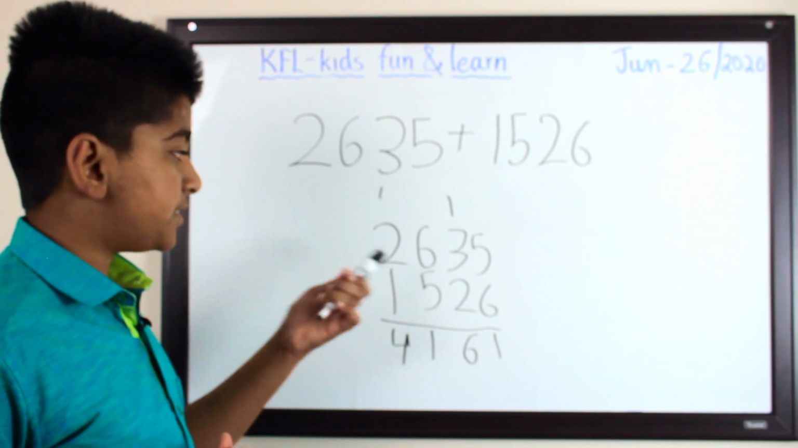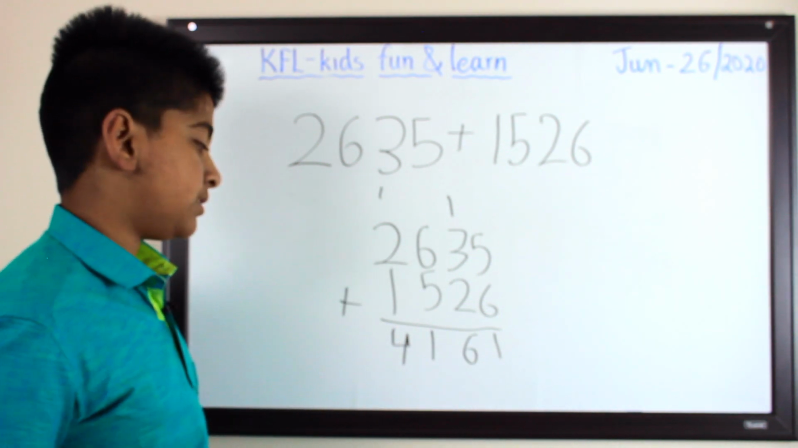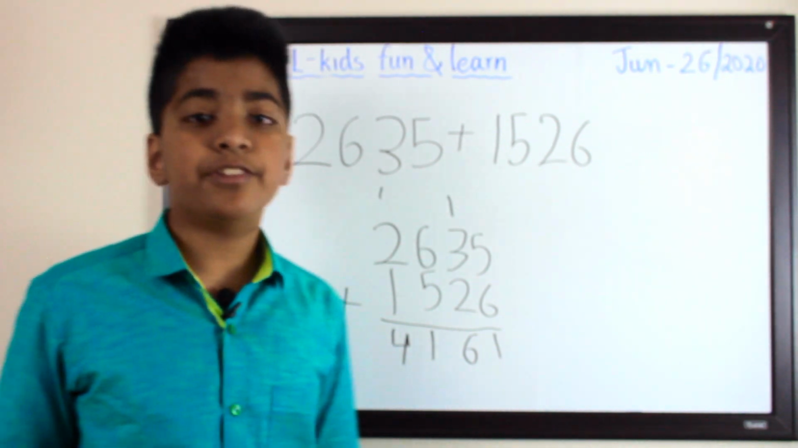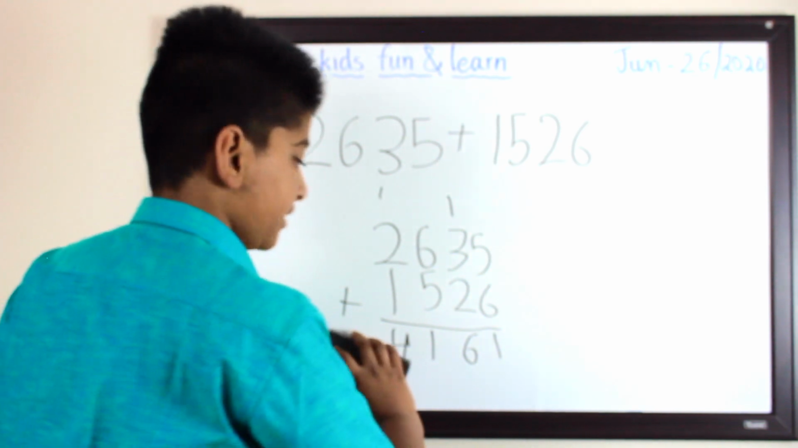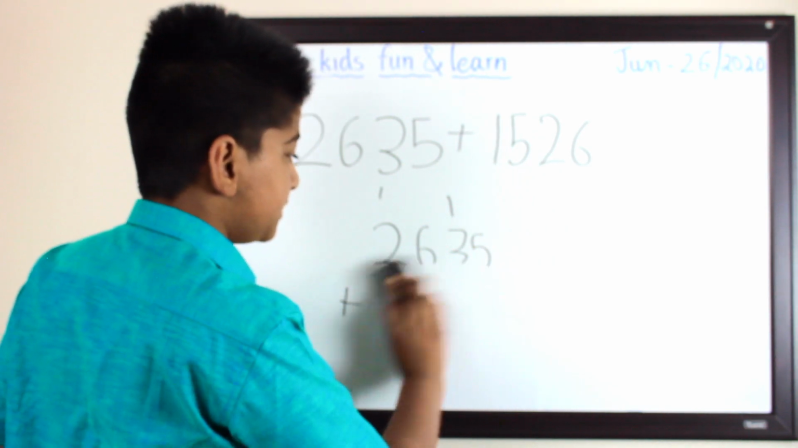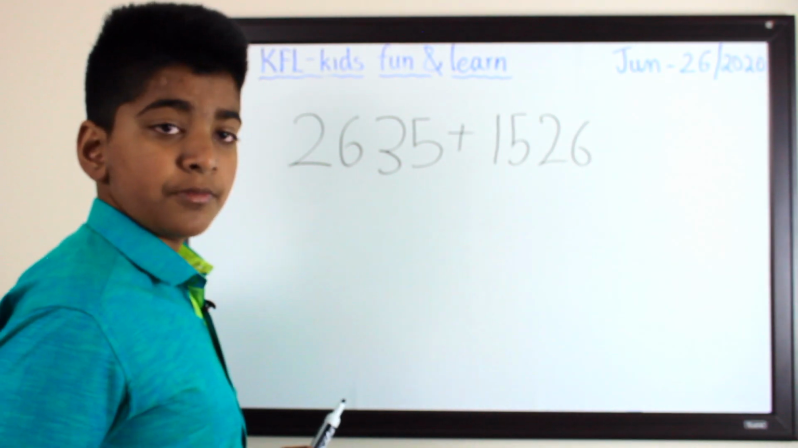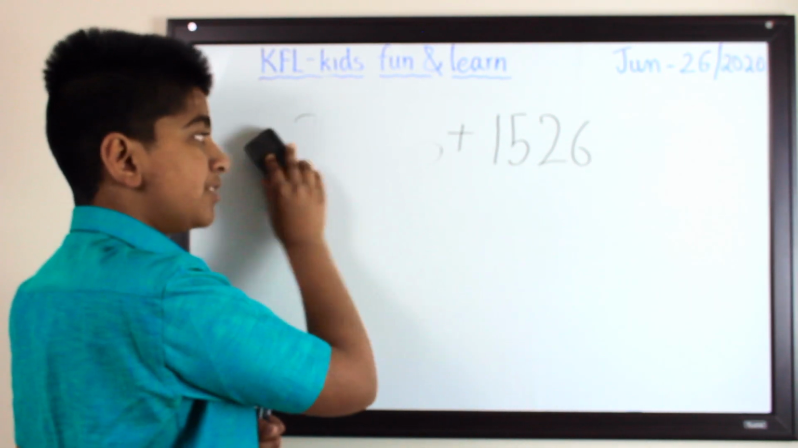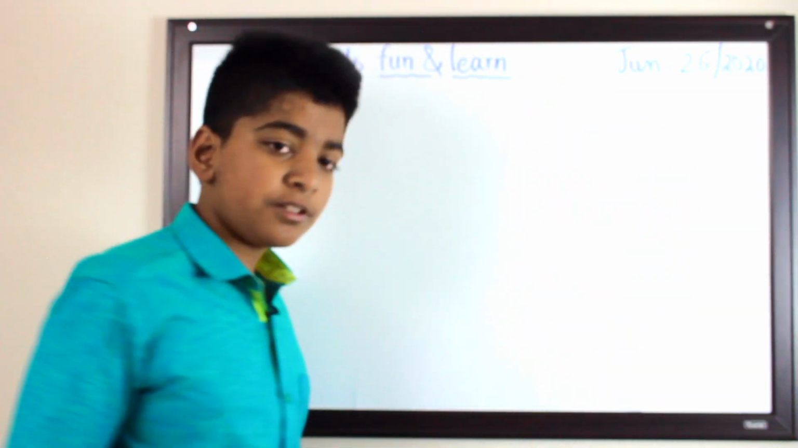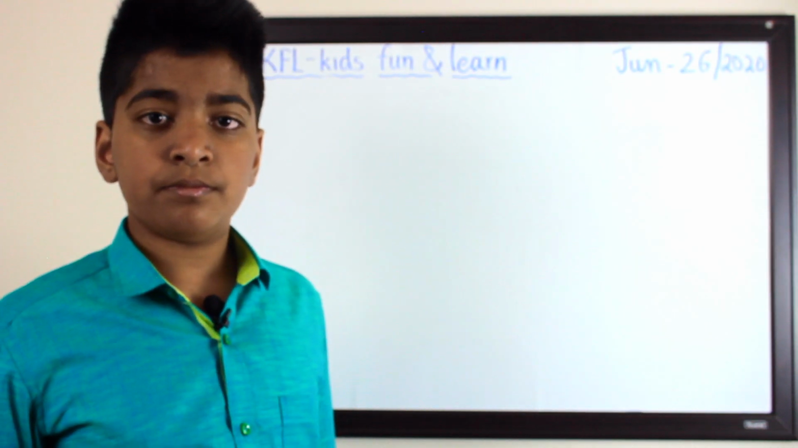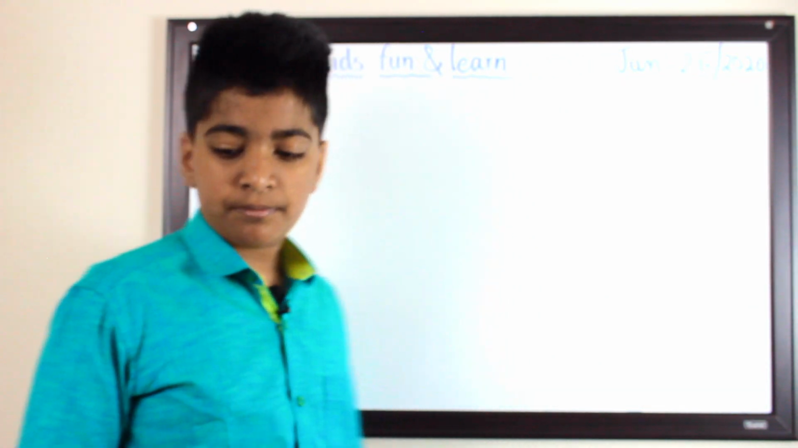So 2635 plus 1526 is 4161. How about let's try some bigger 4-digit numbers, so you guys can get better practice. And if you need to, please rewind the video if you want to rewatch a part, because that will help you if you have trouble remembering, okay?